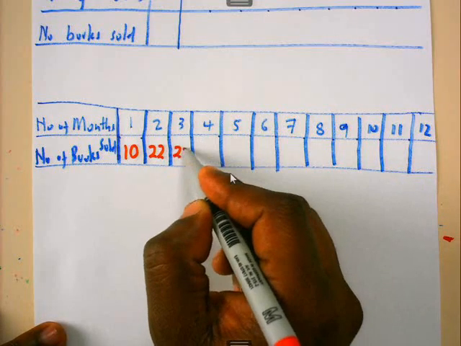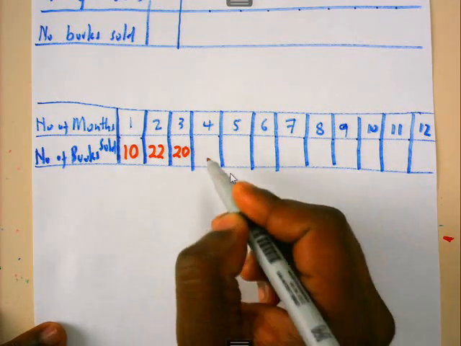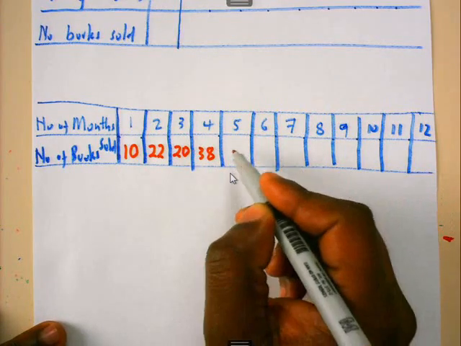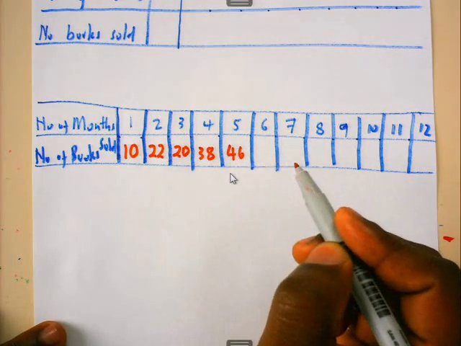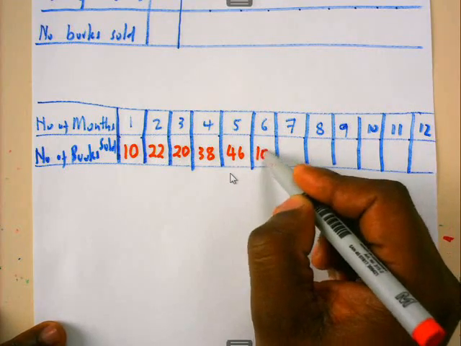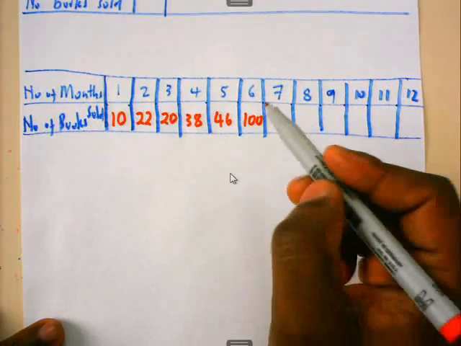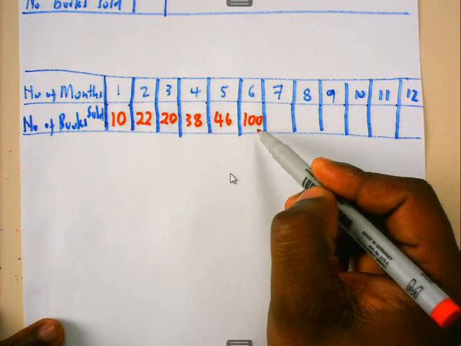On the third month, it sold 20 books. On the fourth month, it sold 38 books. On the fifth month, it sold 46 books. On the sixth month, it was a very good month for the company. Around June, the company sold 100 books.